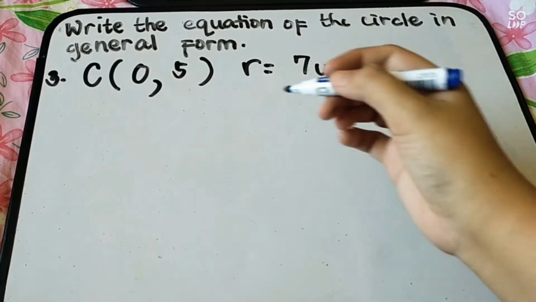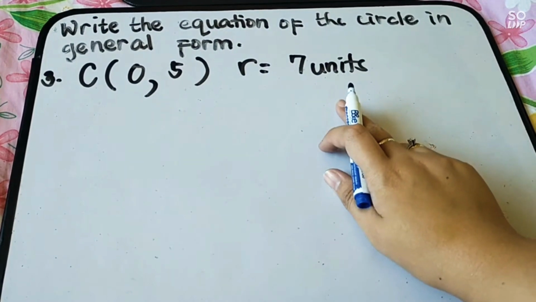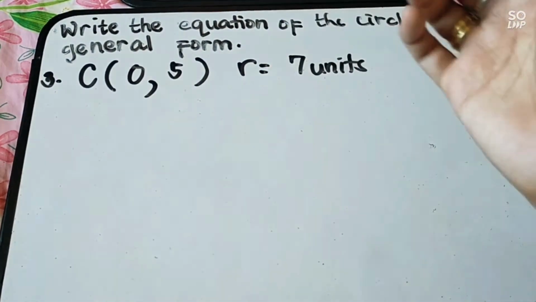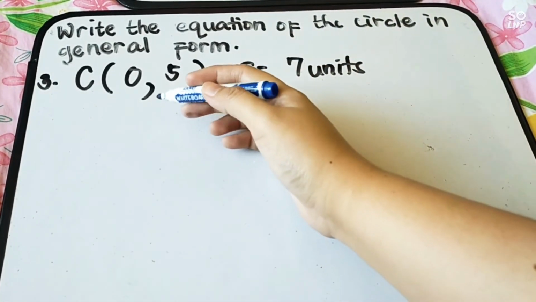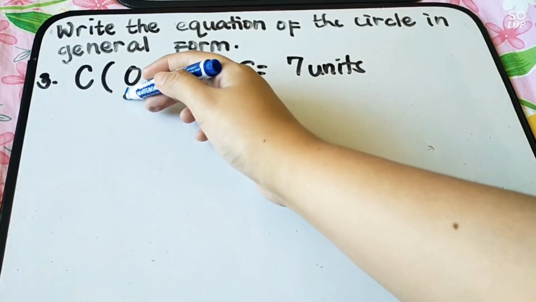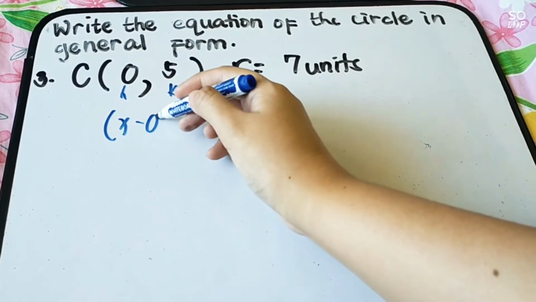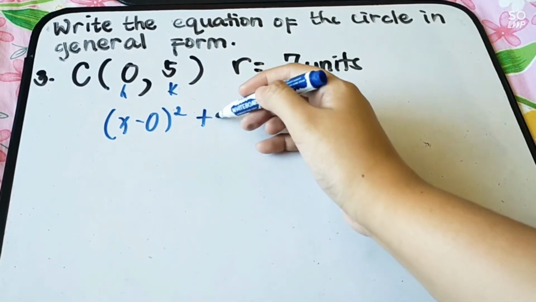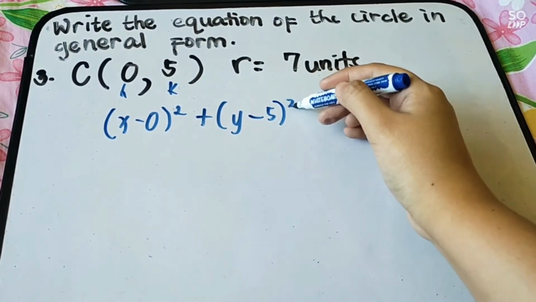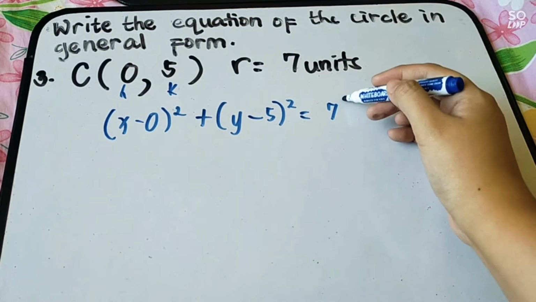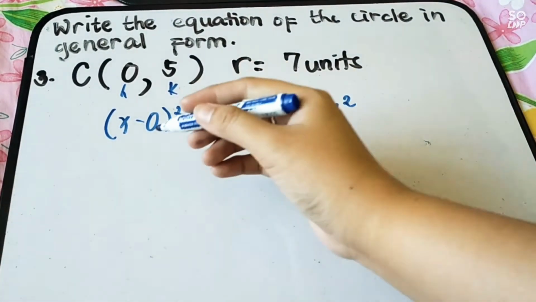Number 3. We have a center of 0 and 5, then a radius of 7 units. So, again, we are going to find the standard form first. So, our standard form here, we have h and then k. So, we have x minus 0 squared plus y minus 5 squared, then equal to 7 squared. So, that's the standard form. Then, simplify.